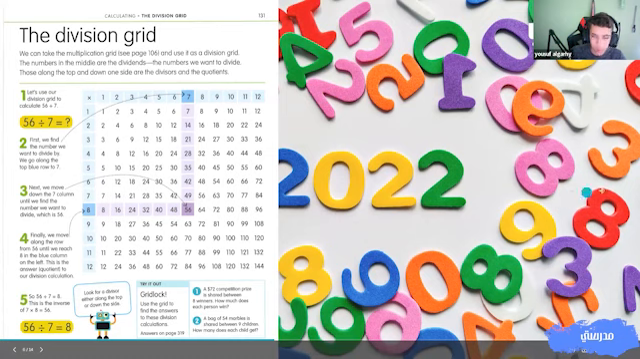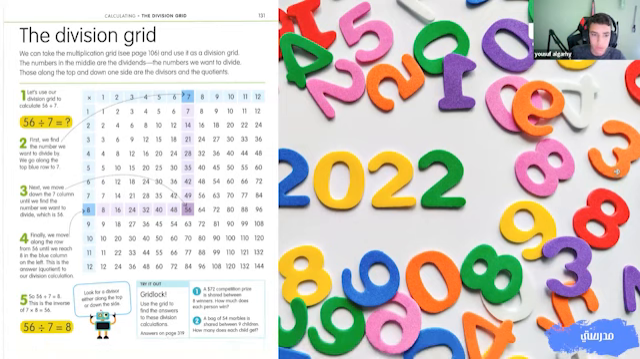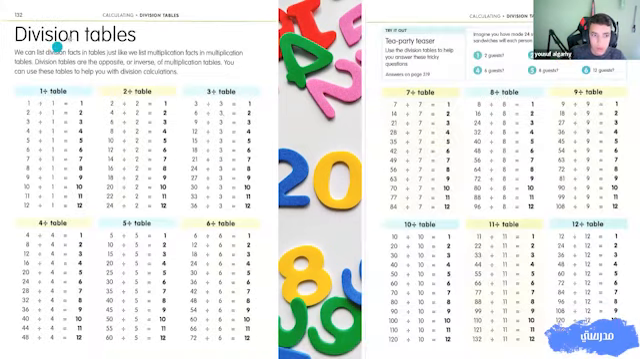All right, so now we have division tables.